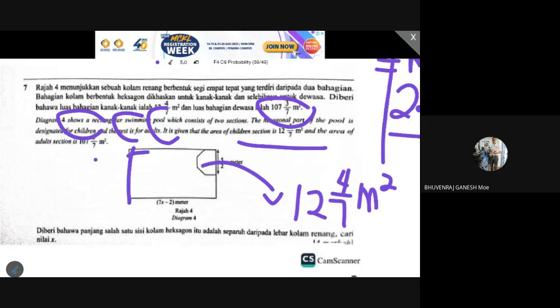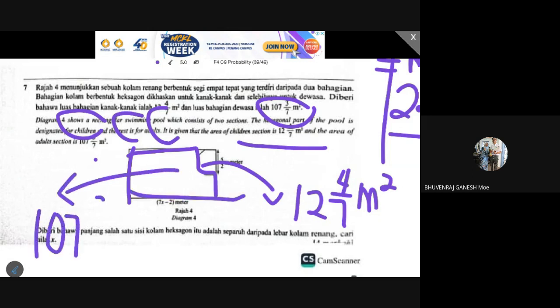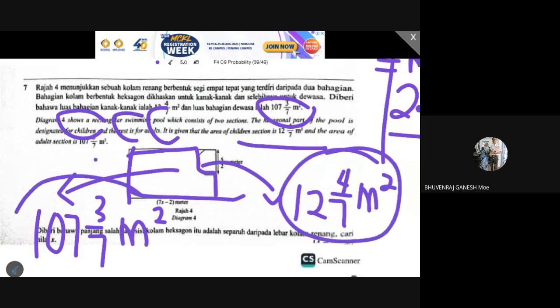And the remaining area over here, basically this whole area lah, is 107 3/7. So jangan takut dengan nombor-nombor ni semua. You can change it to improper fraction. Pecahan tak wajar. Kalau kamu tak suka nombor bercampur. If you don't like the mixed numbers, just change it to improper fractions. Easier for you. Okay, so that one you can use calculator, very easy.